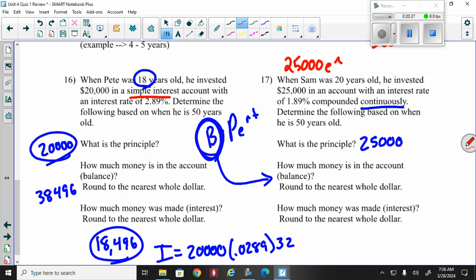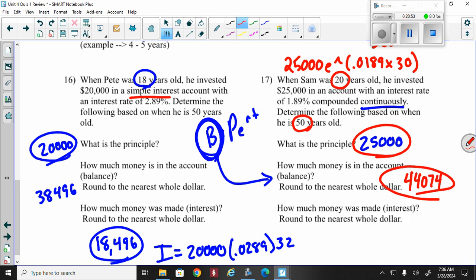little e caret 0.0189. How many years? Started when he was 20, now he's 50, so times 30. So 25,000 e to the 0.0189 times 30. How much was in the account? 44,074. So he started with 25,000. He now has 44,000. How much did he increase? Well, simple subtraction problem. There we go. And we're done. 19,074. I think that's it.